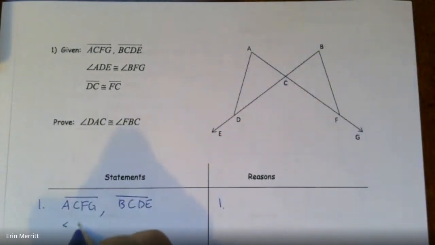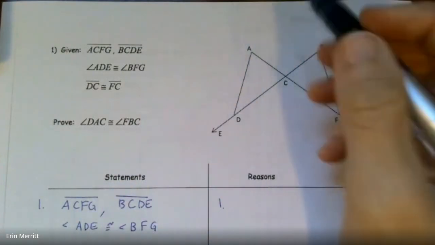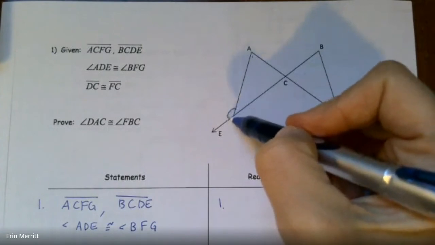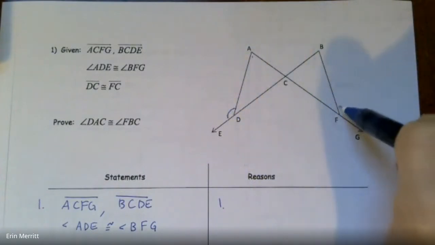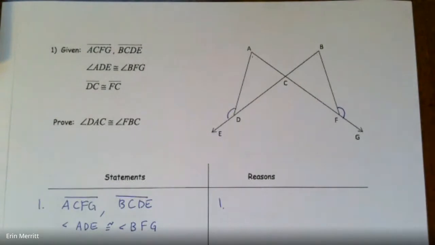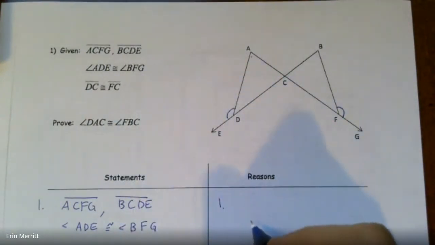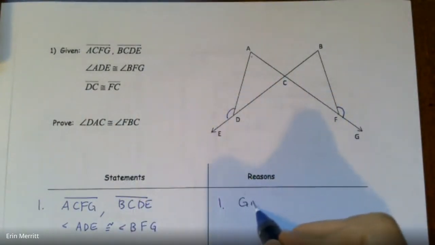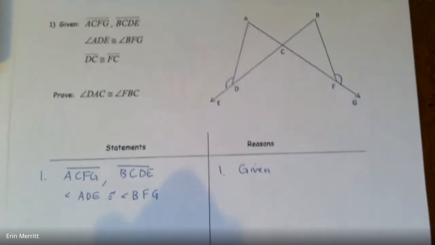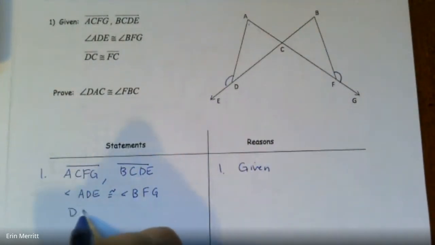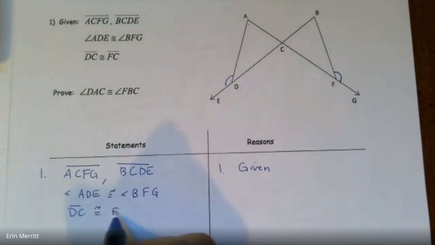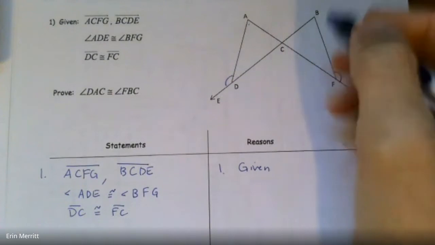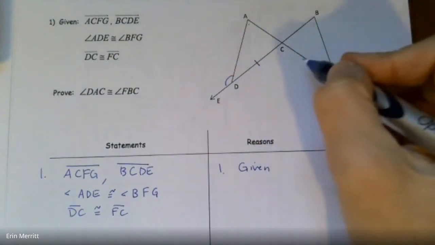All right, here's some useful stuff. ADE is congruent to angle BFG. So let's mark it. ADE, that angle is congruent to BFG, that angle. Right? And that is all given. Now, if you want, you could put the last given in there with it as well. I know I've been letting you do that, so sure, what the heck, we'll throw it in there. DC is congruent to FC, and while we're at it, let's mark that. DC is this, FC is this.